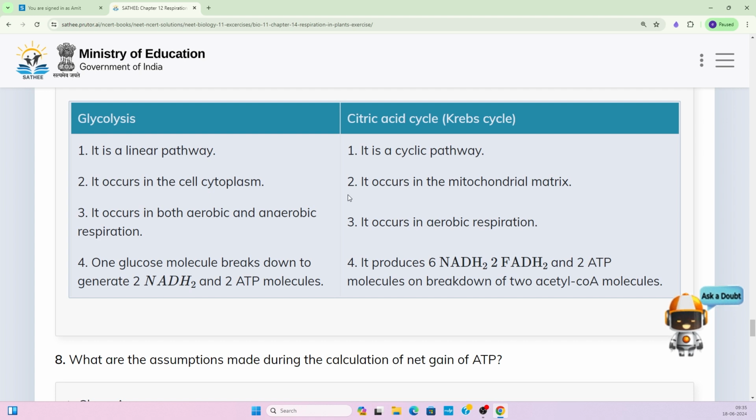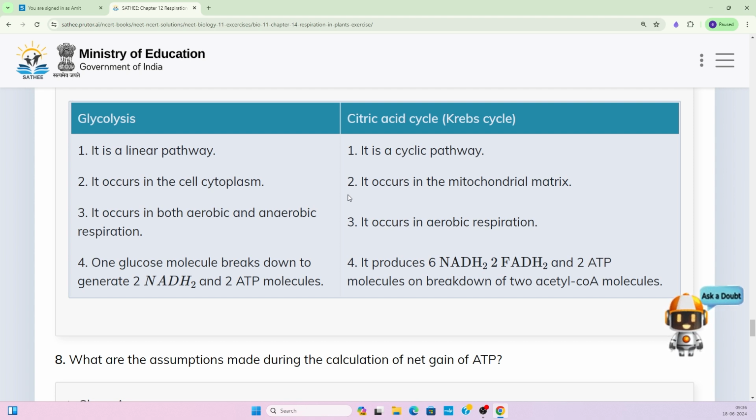Next difference that we see here is glycolysis and the citric acid cycle. Glycolysis is a linear pathway. One reaction, one enzyme is used. Second reaction, second enzyme is used. Third reaction, third enzyme is used, and so on. It is a 10-step reaction, and every step requires one of the enzymes. So you can see it is a linear pathway.